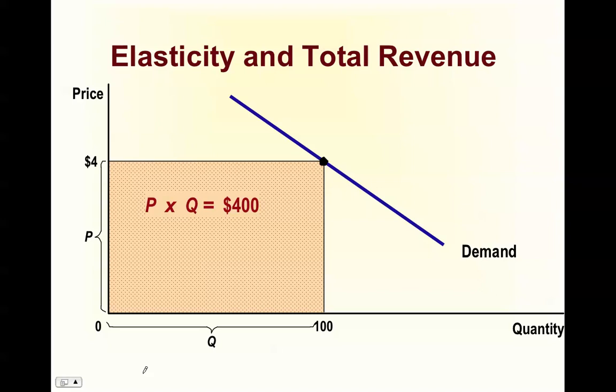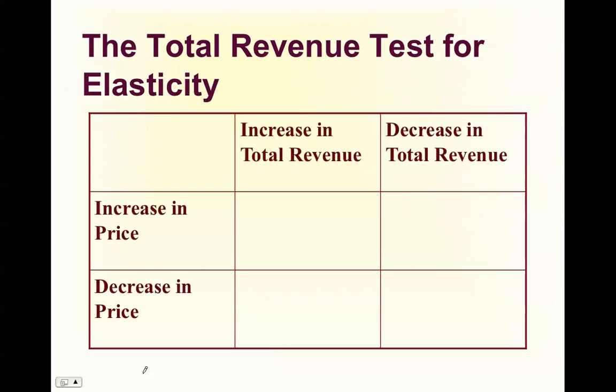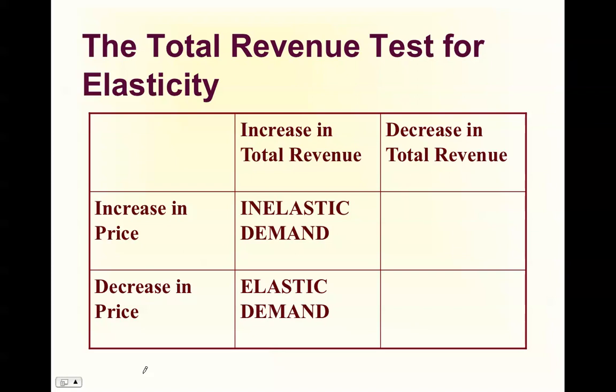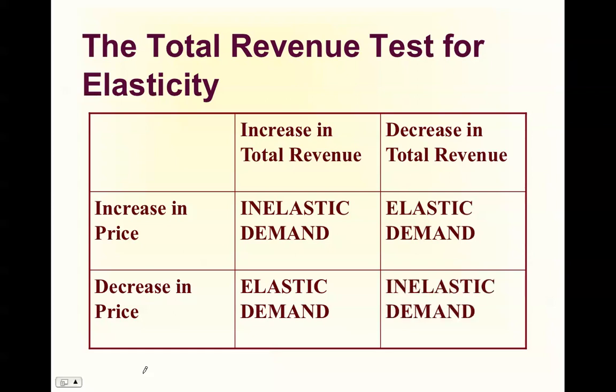Now, to use this total revenue test for elasticity, there's different ways to do it, but the way I tend to do it is via a table. Total revenue test for elasticity. If you increase the price and you get an increase in total revenue, you are having an inelastic demand. If, on the other hand, you have a decrease in price, increase in total revenue, it's elastic. Increase in price, decrease in total revenue, elastic. Decrease in price, decrease in total revenue, inelastic.